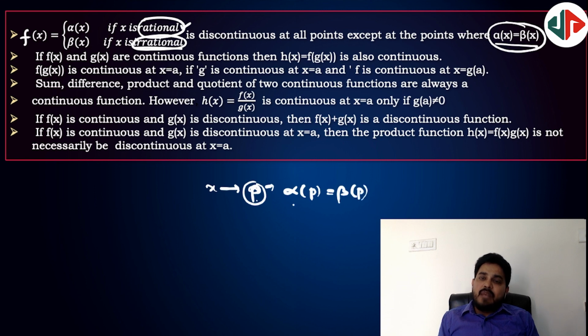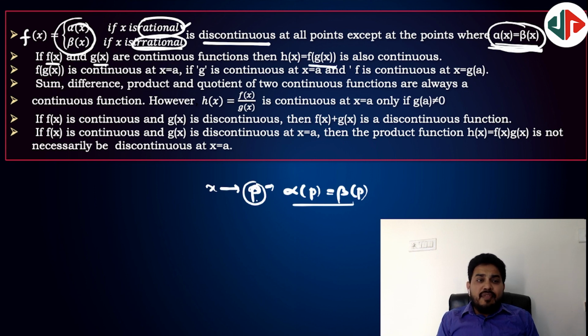So it should be equal. So alpha x, beta x will be continuous only where alpha of x is equal to beta of x, and at the rest of the points it is discontinuous. If f of x, g of x are continuous, then f of g of x is continuous.